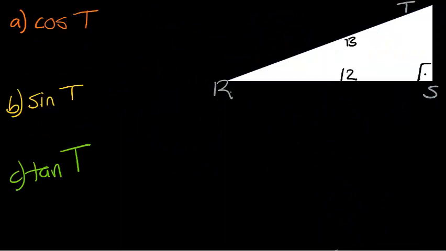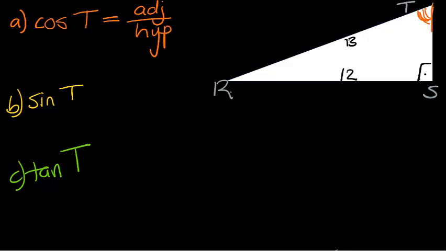In example 3, we have triangle RST. We have angle S as being 90 degrees, and then we have side RS is 12, RT is 13. The first question says, what is cos of T? So this T refers here to angle T. Cos means adjacent over hypotenuse.